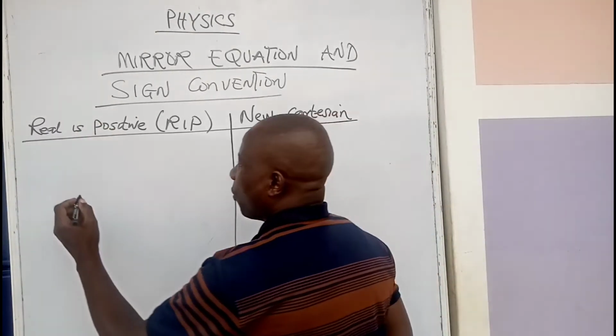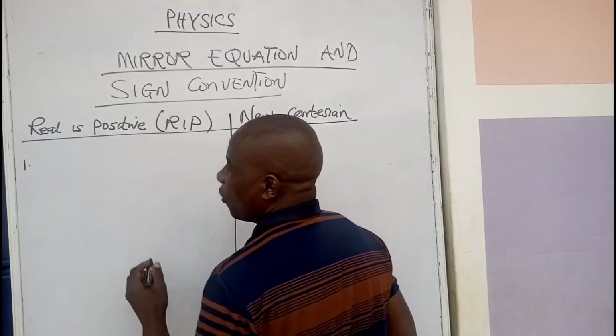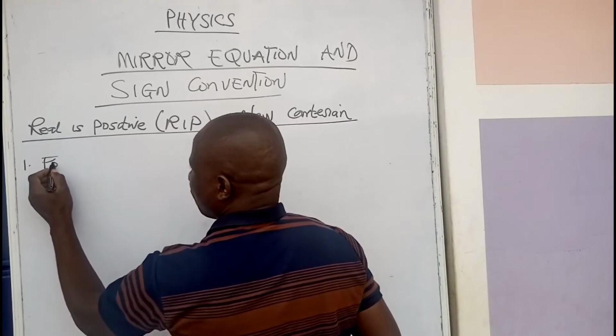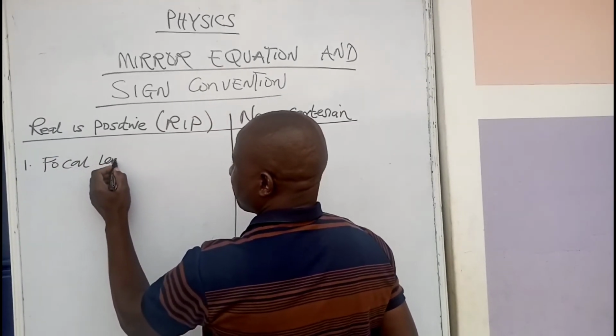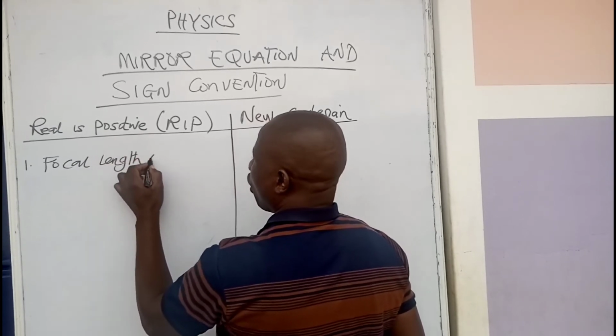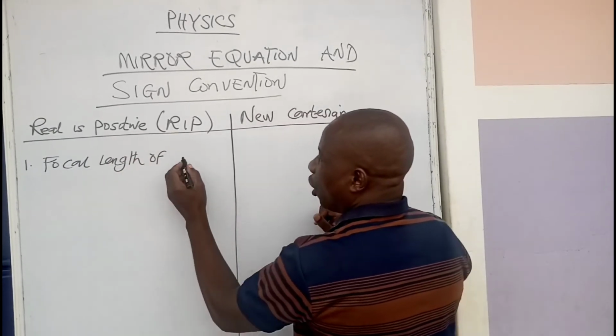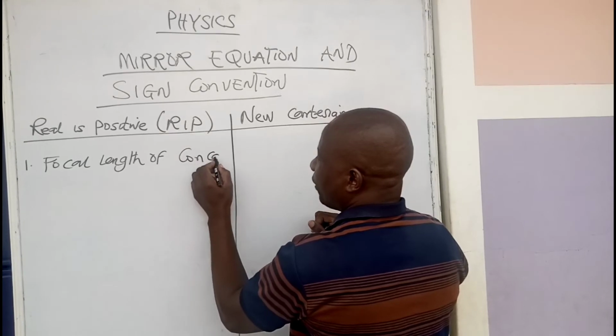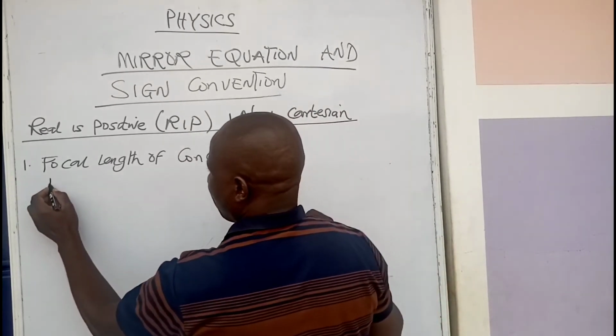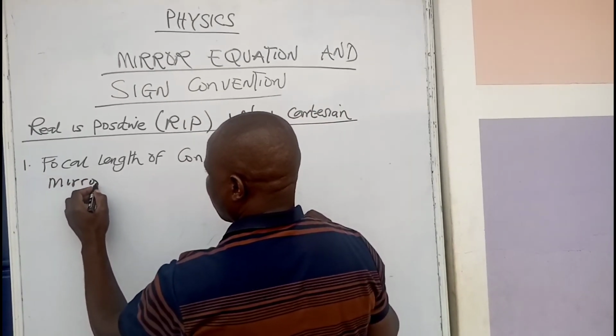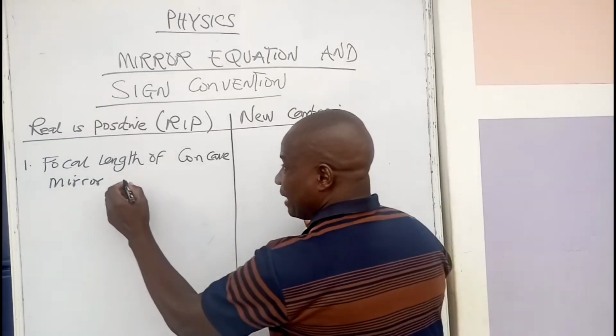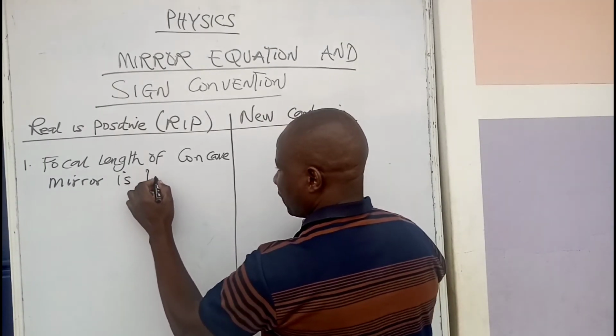So now, number one, the focal length of a concave mirror is positive.